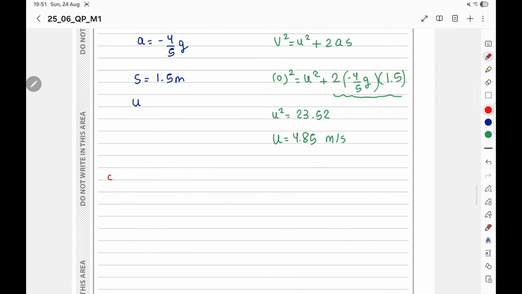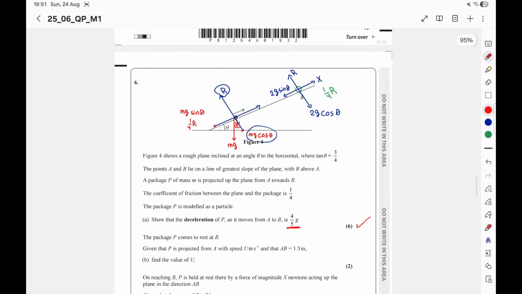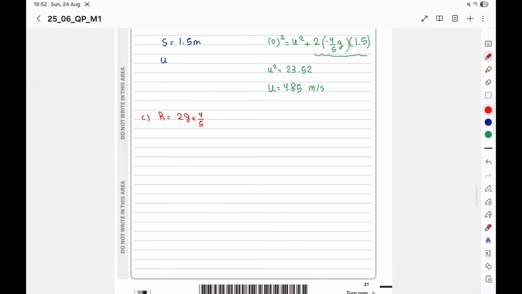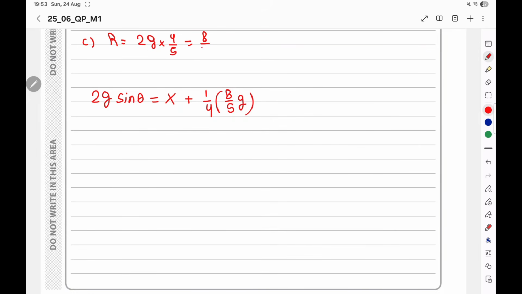This is part C. R equals 2g cosine theta, which is 4 over 5. And 2g sine theta is equal to x plus 1 over 4 R. The particle is held in equilibrium. 2g sine theta equals x plus 1 over 4 multiplied by R. R is 8 over 5g. Sine theta is 3 over 5.